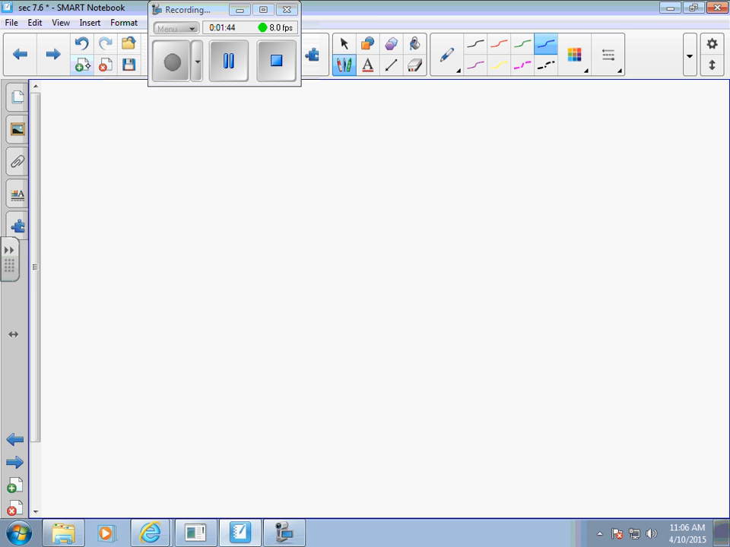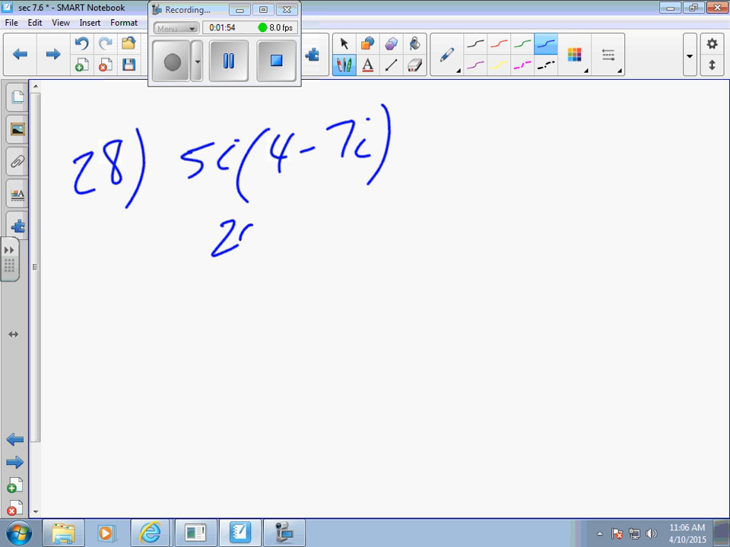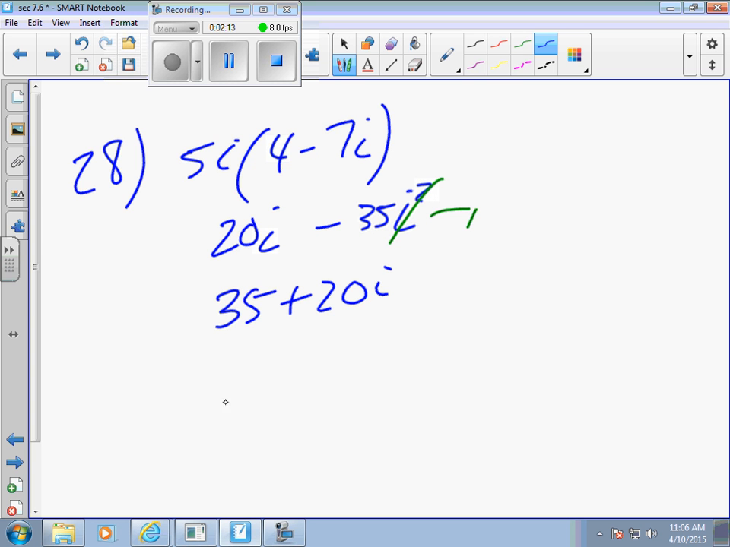Let's move on to 28. It says 5i times the quantity of 4 minus 7i. When I distribute there, I get 20i minus 35i squared. Again, i squared is equal to negative 1, and I want to move that up front because that becomes the real part of the answer. And this one moves to the back, and it's positive 20i.